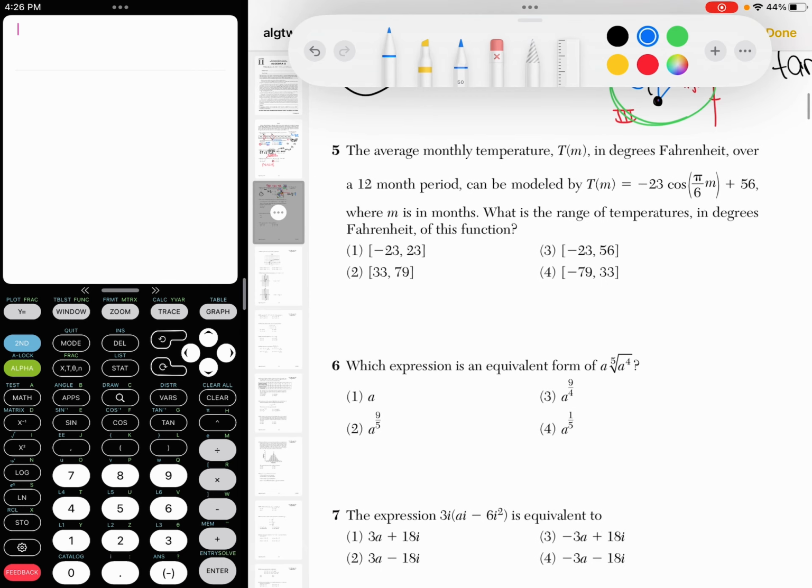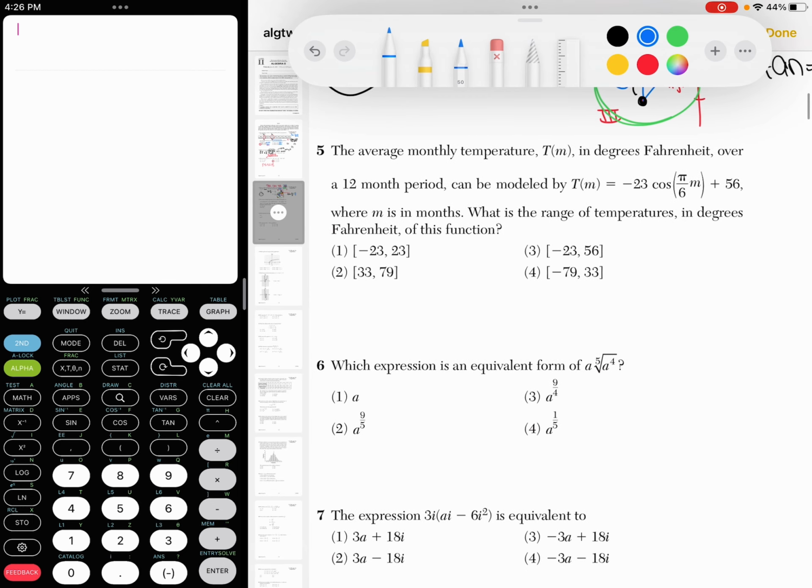Okay, number 5. Number 5 looks worse than it is, trust me. So number 5 says the average monthly temperature T of M in degrees Fahrenheit over a 12-month period can be modeled by the equation blah, where M is in months.